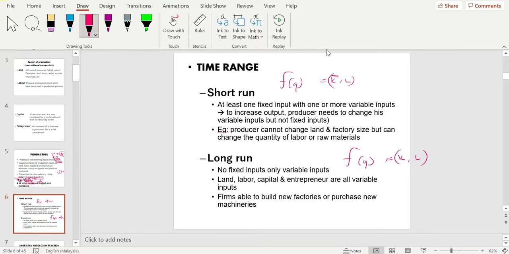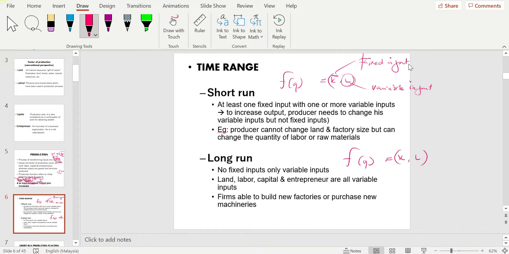What does it mean by hat? Hat ni maksudnya fixed input. What is fixed? Fixed means that the input cannot change. It is static. The amount is the same. While L here refers to labor. Labor ni tak ada hat, meaning that it is variable, berubah-ubah, variable input.